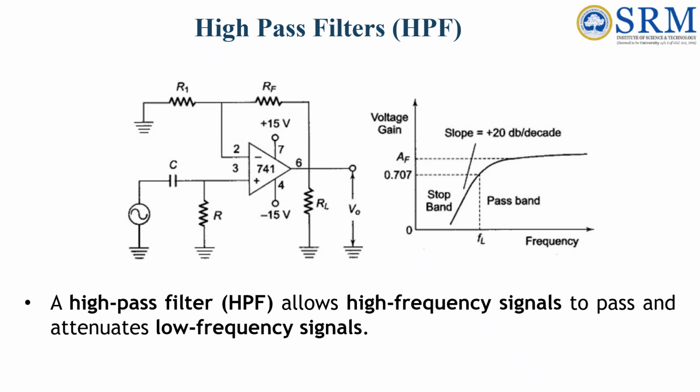So in the frequency response graph, we can see below fC the output is very low, that is attenuated. At fC the output reaches 70.7% of maximum, that is the minus 3 dB point. Above fC the output remains almost constant. For a first order HPF, attenuation is 20 dB per decade below the cutoff frequency.